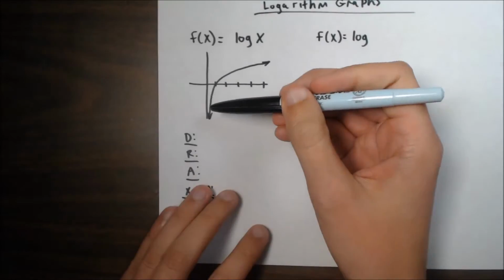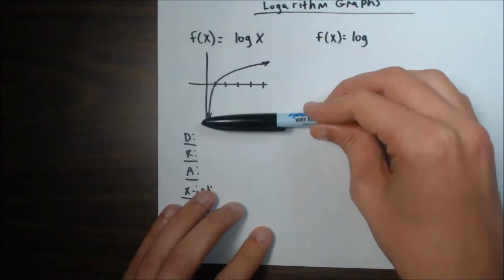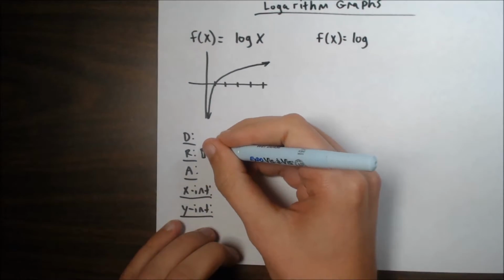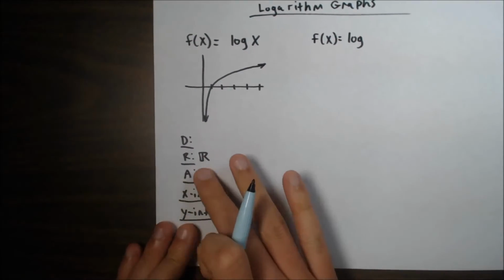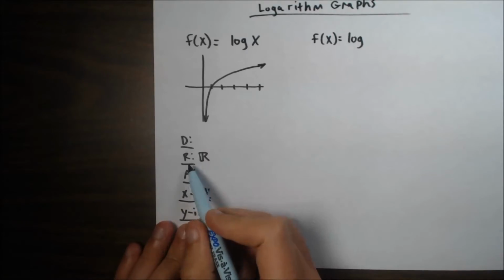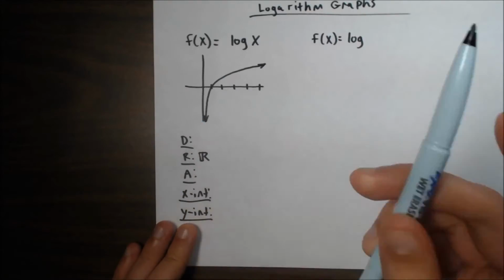In this case, instead of having a domain of all real numbers, it's going to have a range of all real numbers. It's going to go up and down forever. So the range is going to be all real numbers. And I'm actually not even going to write this anymore. From now on, just understand the range is always all real numbers. What's interesting is the domain and the asymptote and the intercepts.